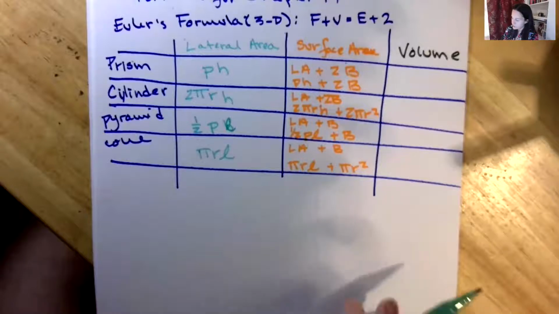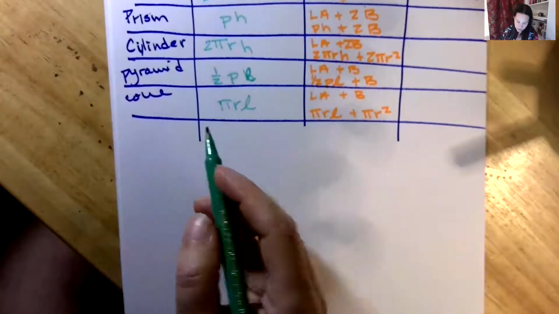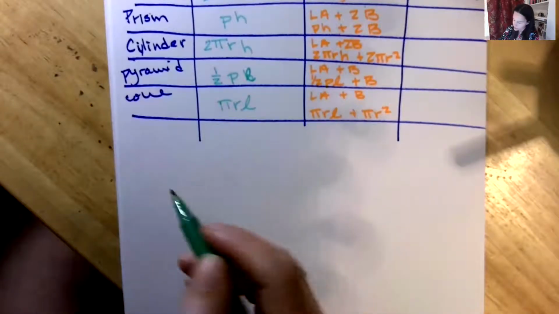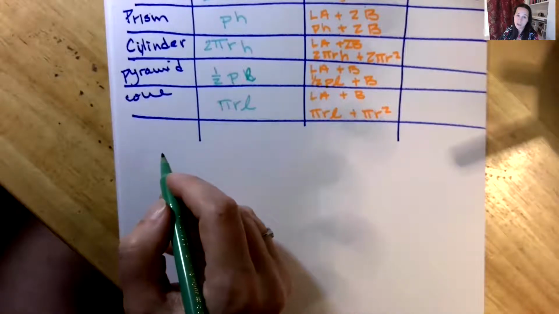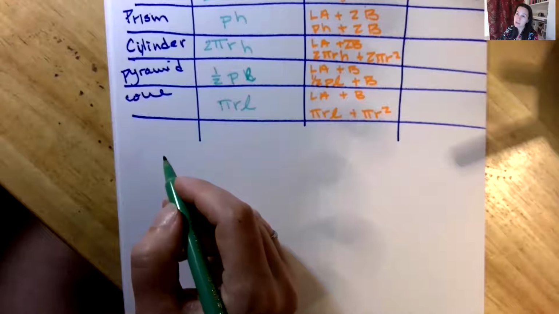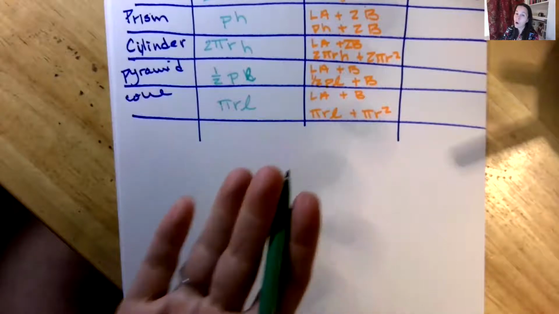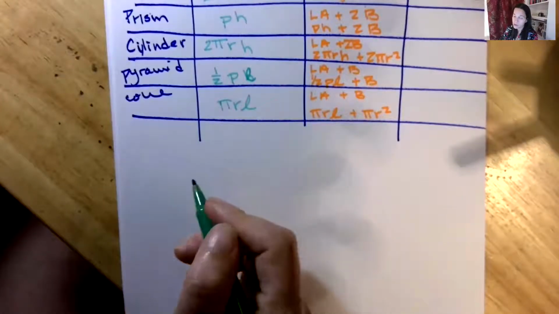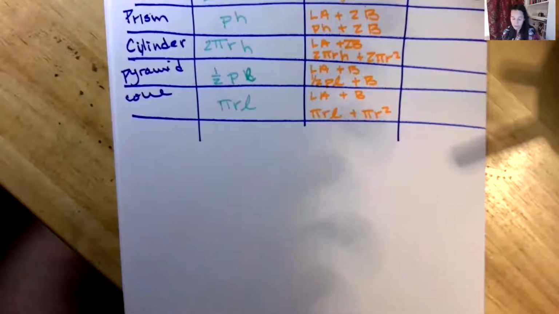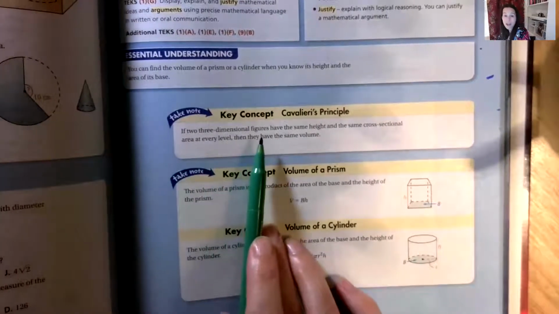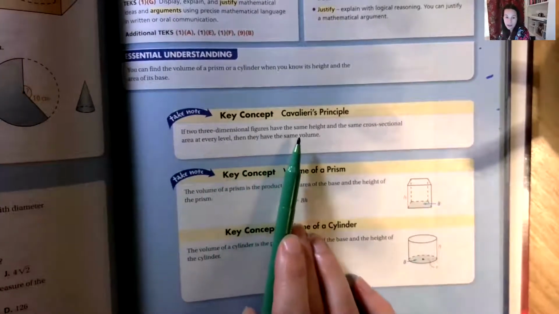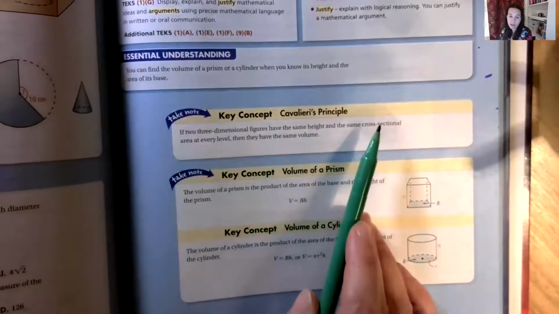One of the things that you need to know for this is Cavalieri's principle, not Cavaliers. Cavalieri's principle says that any two figures who have the same cross-sectional area all the way through are also going to have the same volume. So that is, I'm going to show it to you in the book. If two three-dimensional figures have the same height and the same cross-sectional area at every level, then they have the same volume.